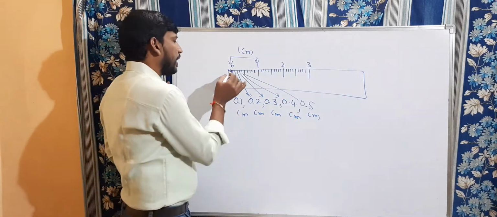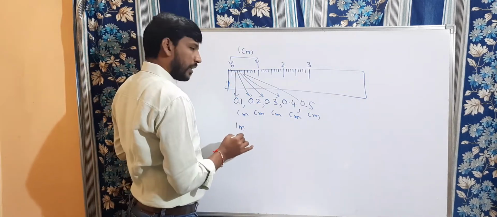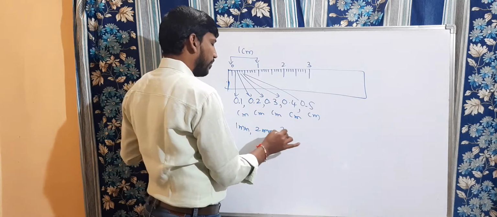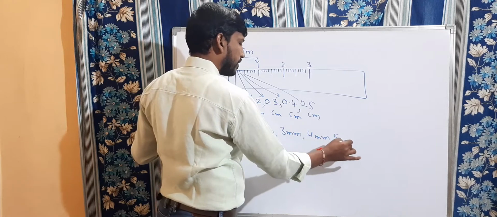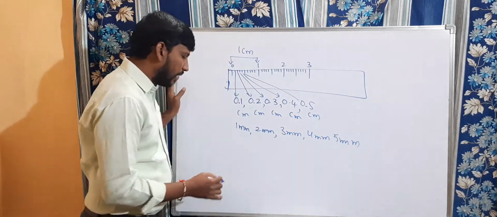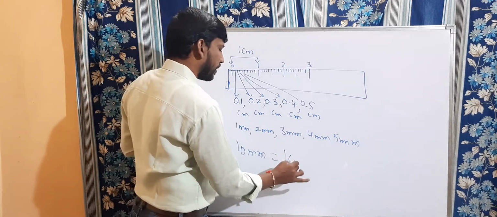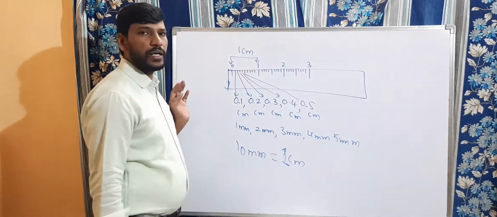Individually you can say without using decimals, we can say it is 1 millimeter, and 2 millimeters, 3 millimeters, right? 4 millimeters, 5 millimeters. So like that we can say that 10 millimeters is equal to 1 centimeter. That we know that 10 millimeters is equal to 1 centimeter.